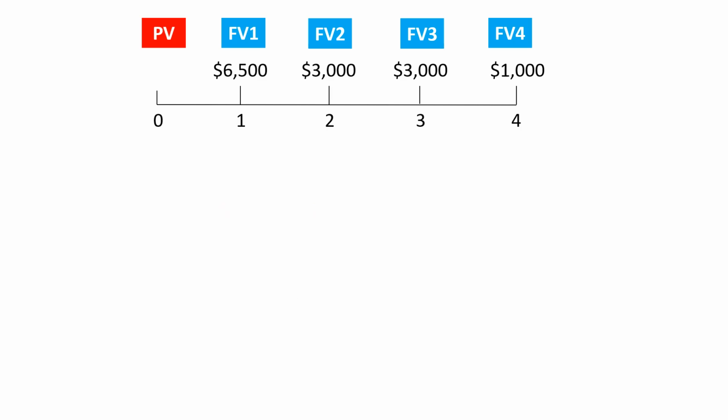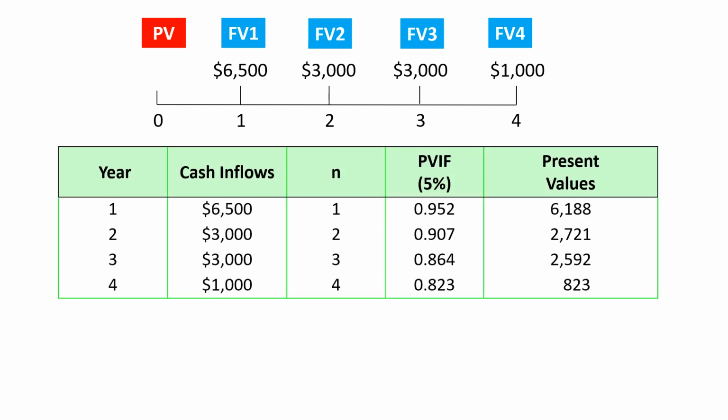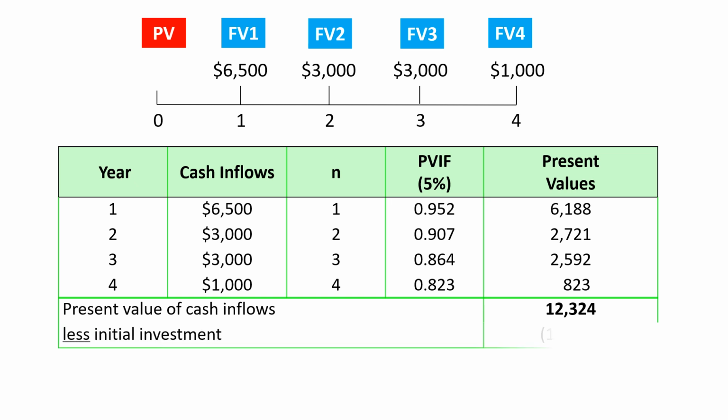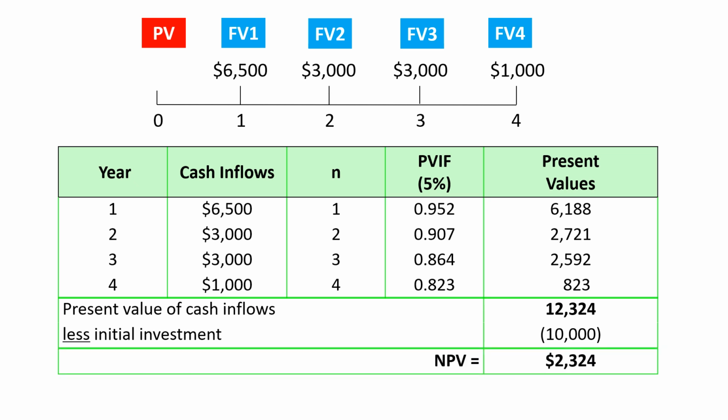Let's find the net present value. First, we consolidate all the PV together. So this is all the cash flow at 4 different timing. Find the grand total for present value of cash flows, inflows at 12,000 by adding them all up. We less the initial investment and get the net present value of 2,000 plus.